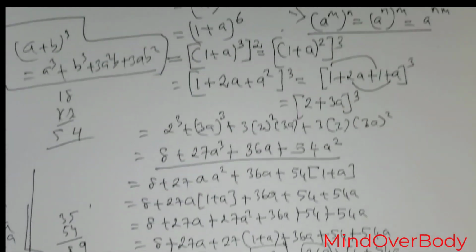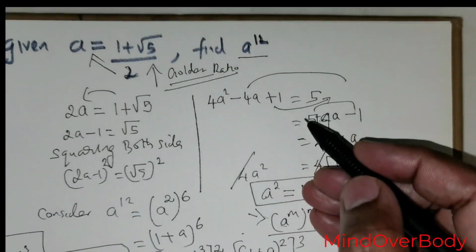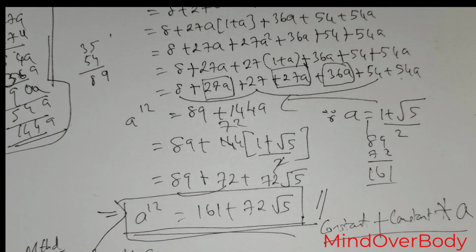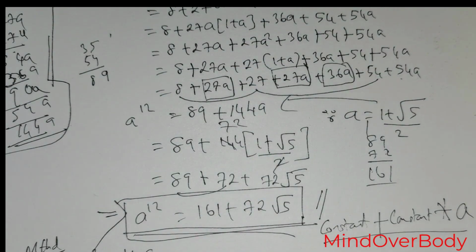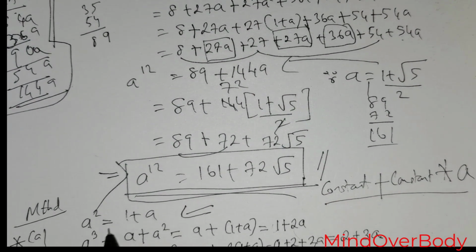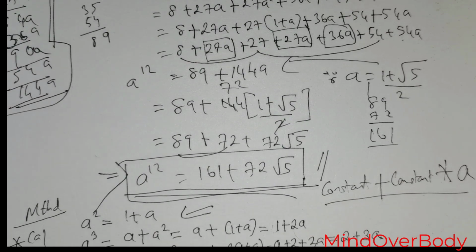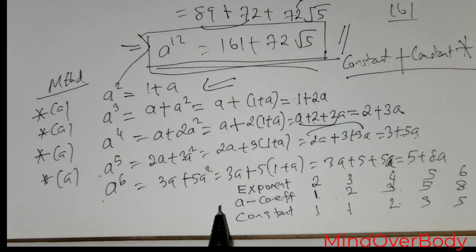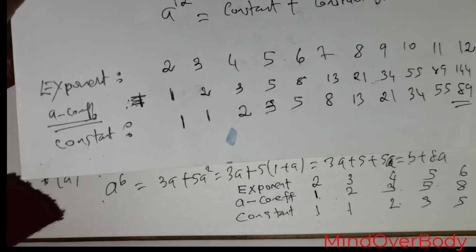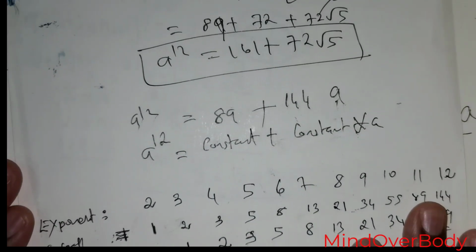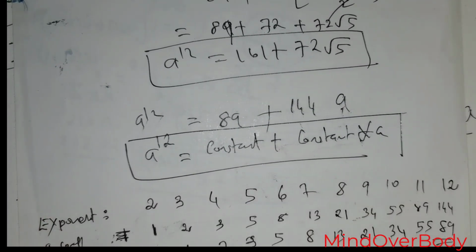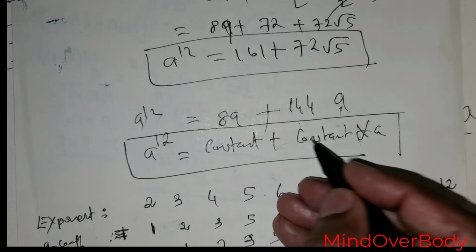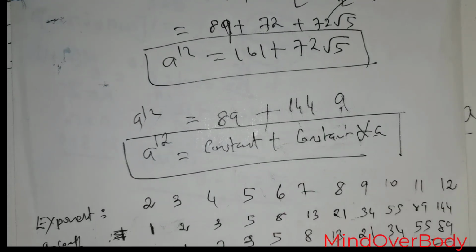By doing all of this, you see the process that we did. Okay, so we have just ignored, or I would say we have got rid of all of these processes, and using the expansion for a squared is equal to 1 plus a, we were able to relate to the Fibonacci sequence, and from the Fibonacci sequence we were able to obtain a relationship between a raised to the power 12 and constant term plus the constant times a. So this is one way.